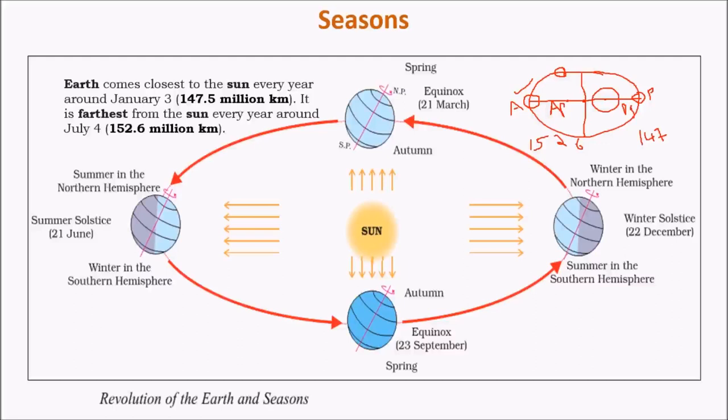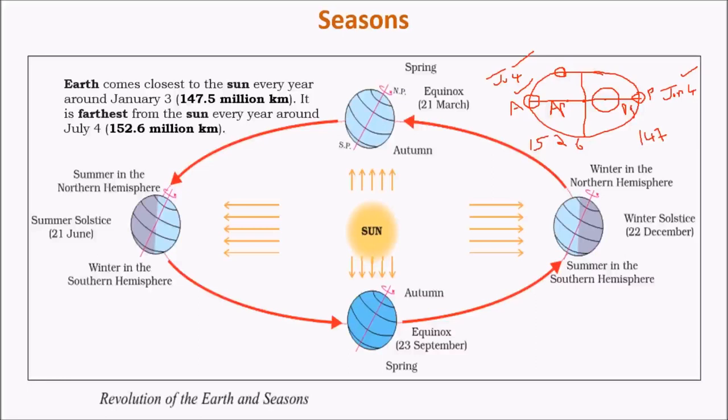For example, apogee occurs on July 4th every year, that is around July 4th. It might be one day closer or farther. And the other position, called perigee, occurs on Jan 3rd, or sometimes it might be Jan 4th or 2nd or 5th. It varies by 1 or 2 days. So this point is called apogee, and this position is called perigee.